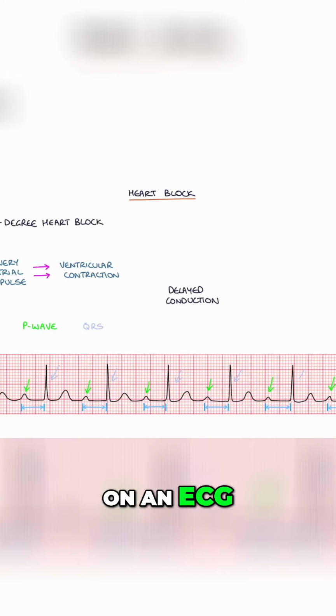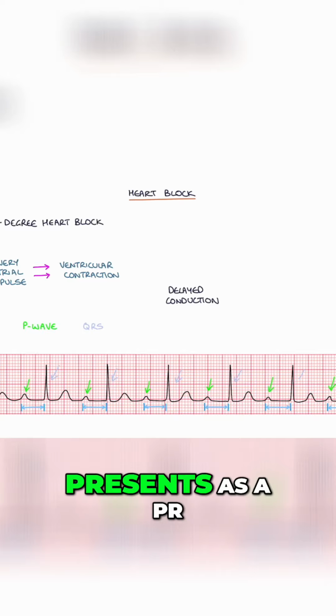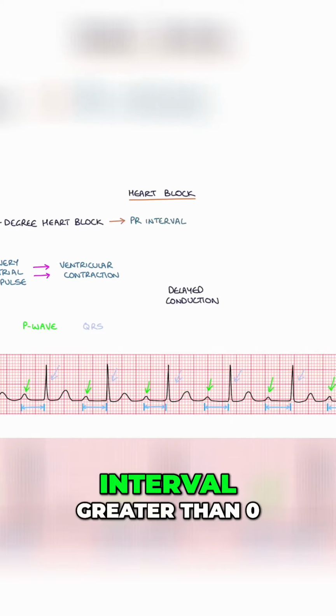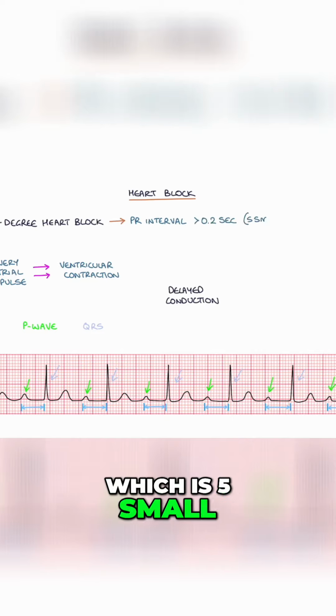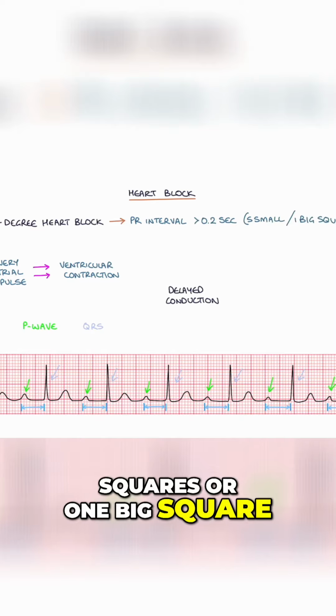On an ECG, first-degree heart block presents as a PR interval greater than 0.2 seconds, which is 5 small squares or 1 big square.